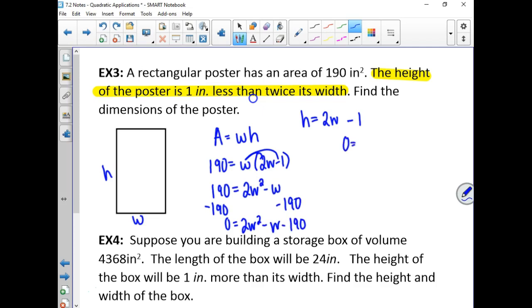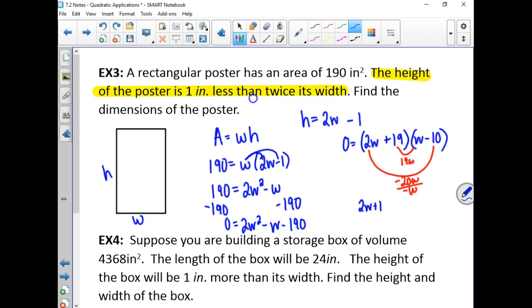And we need to try to factor this into two binomials. So we will have 2W here and a W in the second parentheses. And for 190, the numbers I'm going to use are 19 and 10. So if I put a positive 19 right here and a negative 10 here, that's going to work because I get positive 19W. I get negative 20W, which gives me the negative W I'm supposed to have as my middle term. So that means I need to set each one of these equal to 0.